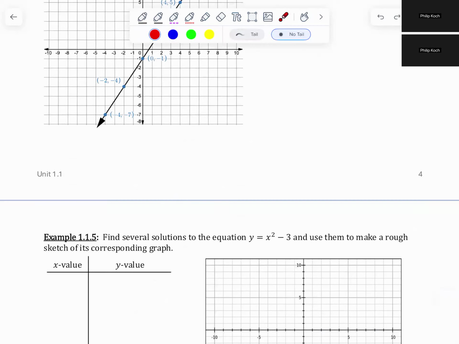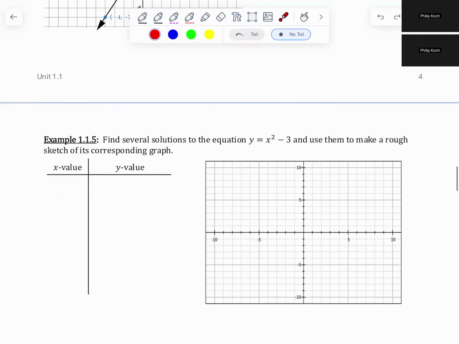So we can find several solutions to the equation y equals x squared minus 3 and use them to make a rough sketch of the corresponding graph. Because it's a two-variable equation, we can just pick one value for one of the variables and solve for the corresponding variable. So, for example, I'm just going to choose -2, -1, 0, 1, and 2. And plug it into the equation and see what y will be.